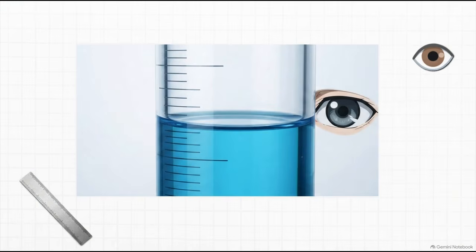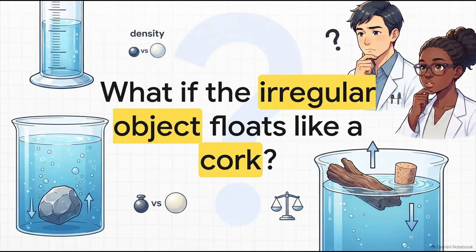Oh, and a quick pro tip straight from the source material that is absolutely crucial for accurate measurements. When you're reading those volumes on the cylinder, you always want to look at the water level straight on, at a perfect perpendicular angle. More specifically, look at the very bottom of that little curve the water forms. That curve is called the meniscus, and reading it at eye level from the bottom helps you avoid what physicists call parallax error.